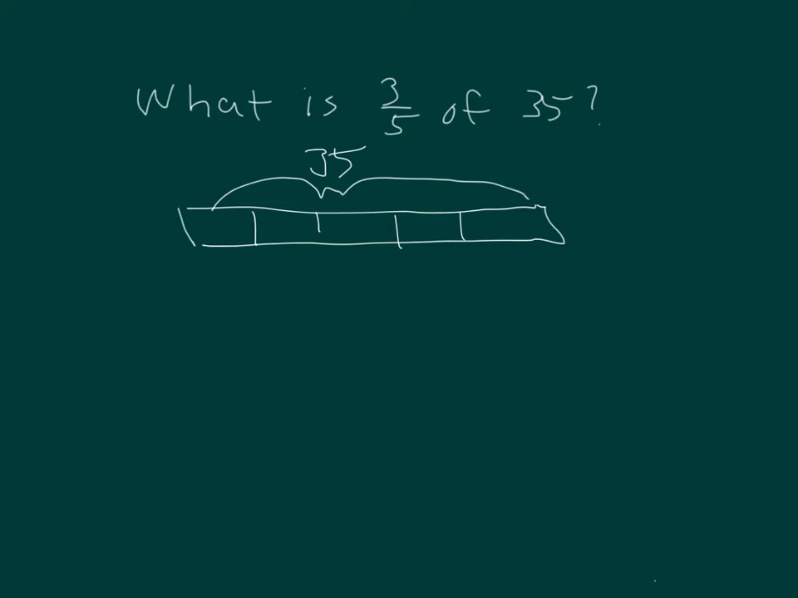How do we know to find the value of 1 unit? Right, it'd be 35 divided by 5 gives us the value of 1 unit. 35 divided by 5 is 7. Have we found our answer? No. What we want is 3 of those 7s because we're talking about 3/5 of 35. And so we can multiply the 7 by 3 to get 21. 3/5 of 35 is 21.